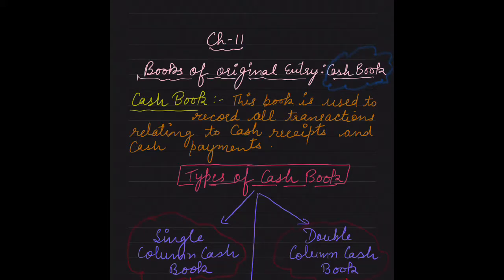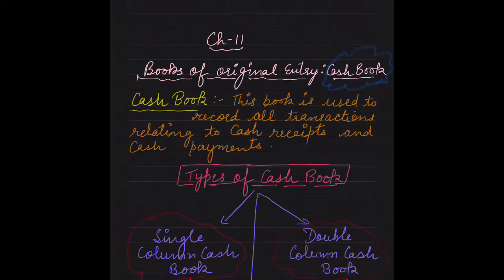So in this chapter we will learn about the cash book. The cash book is a subsidiary book and also known as the book of original entry. There are the following subsidiary books or books of original entry: cash book, purchase book, sale book, purchase return book, sale return book, journal proper, right?